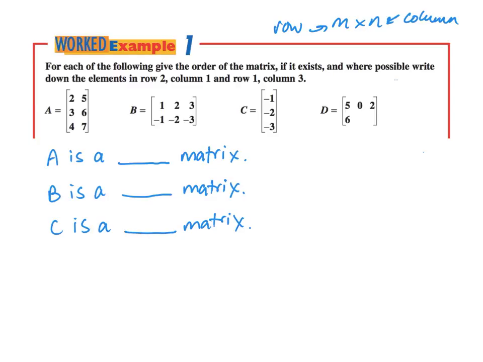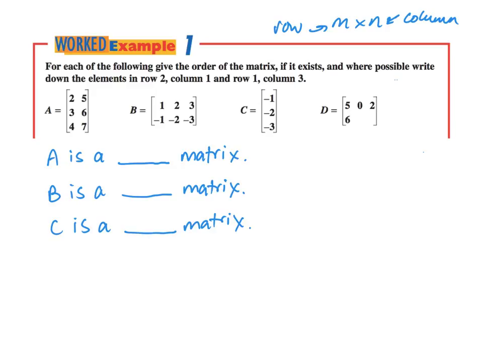In this example, we want to find the order of the matrices below, and if they exist, and where possible to write down the elements in row 2, column 1 and row 1, column 3. Now, before we begin, we need to recognize that a matrix is a rectangular array of numbers, which we call elements, that have all their positions filled.